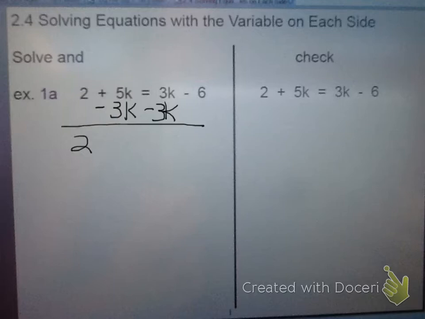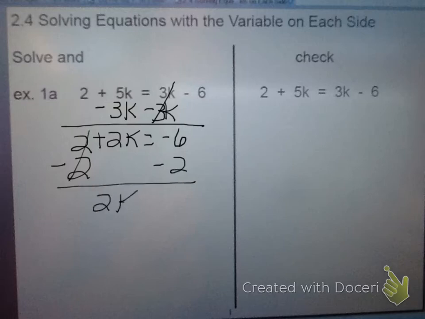Bring down the 2. 5k minus 3k is positive 2k. The 3k on the right goes away, so you bring down that minus 6, which is the same thing as a negative 6. Now we want to move our constants. So you subtract 2 on both sides.